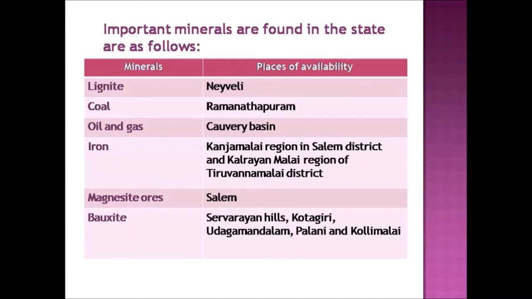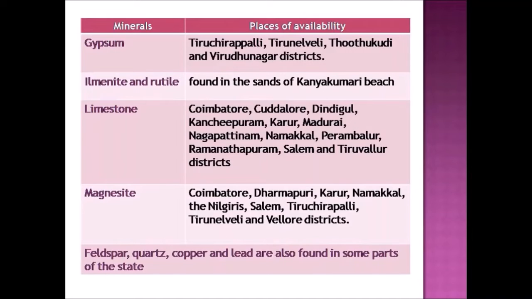Bauxite is found in Servarayan Hills, Kotagiri, Udagamandalam, Palani and Kolimalai areas. Gypsum is obtained in Tiruchirappalli, Tirunelveli, Thoothukudi and Virudhunagar districts. Ilmenite and rutile are found in the sands of Kanyakumari beach.